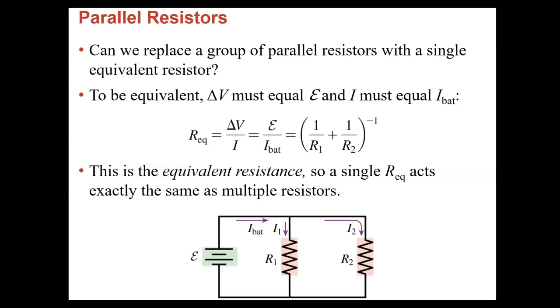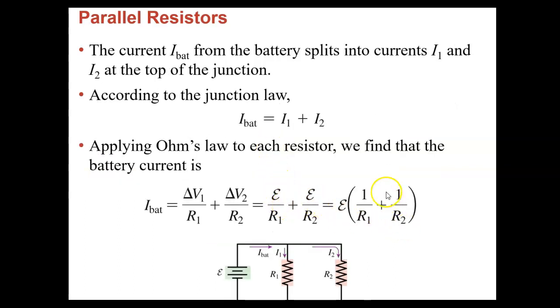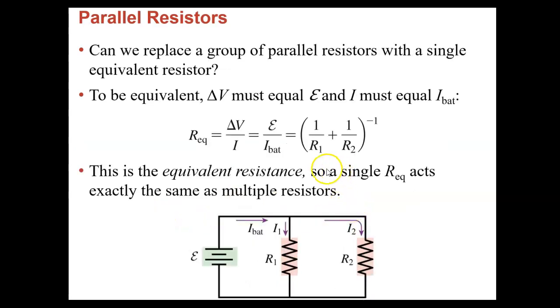Okay, so can we replace a group of parallel resistors with a single equivalent resistor? Yes, you can. Okay. To be equivalent, delta V must equal the EMF, and I must equal the current of the battery. So we have these two. So delta V over I equals EMF over I. Now, if we flip this back to here, I is equal to all of these. So this is the equivalent resistance.